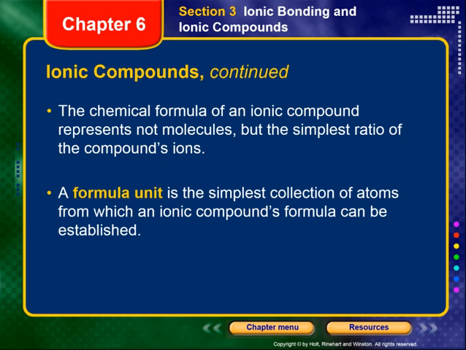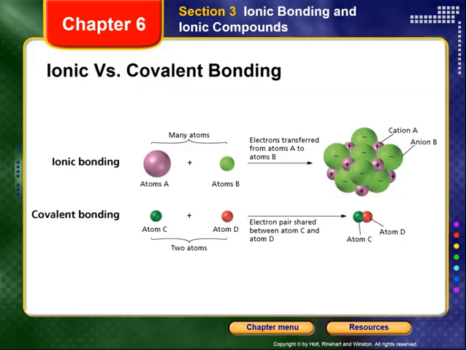It represents the simplest ratio of that compound's ions. Now, we know that NaCl, those two ions are going to occur at a 1-to-1 ratio because that is the ratio at which there are equal numbers of positive and negative charges and having a neutral or zero overall charge. So we give that formula, that NaCl, a special name. It is the formula unit. A formula unit is the simplest collection of atoms from which a compound's formula can be established, NaCl.